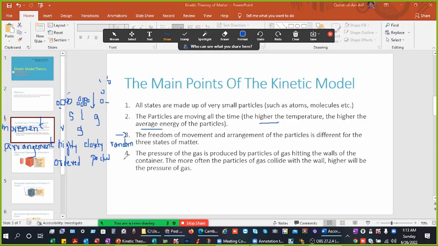In this way, we must be able to describe the movement and arrangement of particles in the three states of matter, and we must know that the freedom of movement and arrangement of the particles is different for the three states of matter.